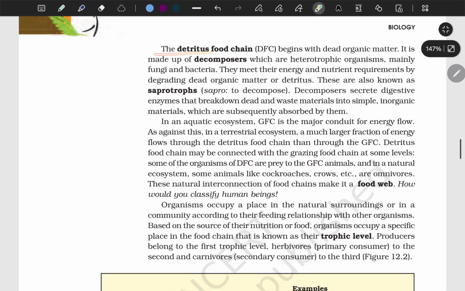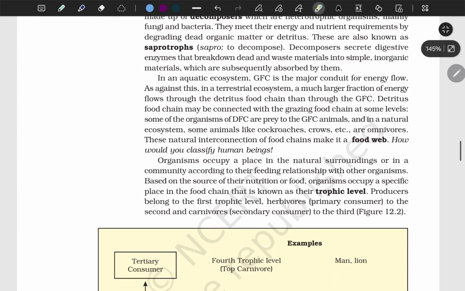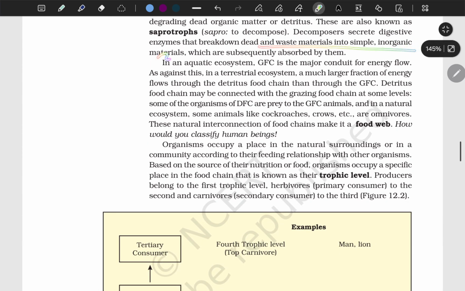The detritus food chain begins with the dead organic matter. It is made up of decomposers, which are heterotrophic organisms, mainly fungi and bacteria. They meet their energy and nutrient requirements by degrading dead organic matter or detritus. These are also called saprotrophs. Sapro means to decompose. Decomposers secrete digestive enzymes that break down dead and waste materials into simple inorganic materials, which are subsequently absorbed by them.